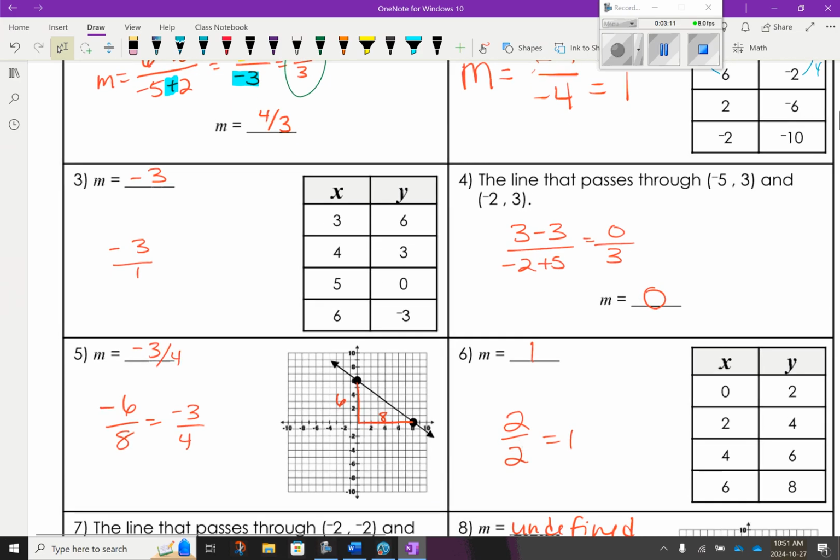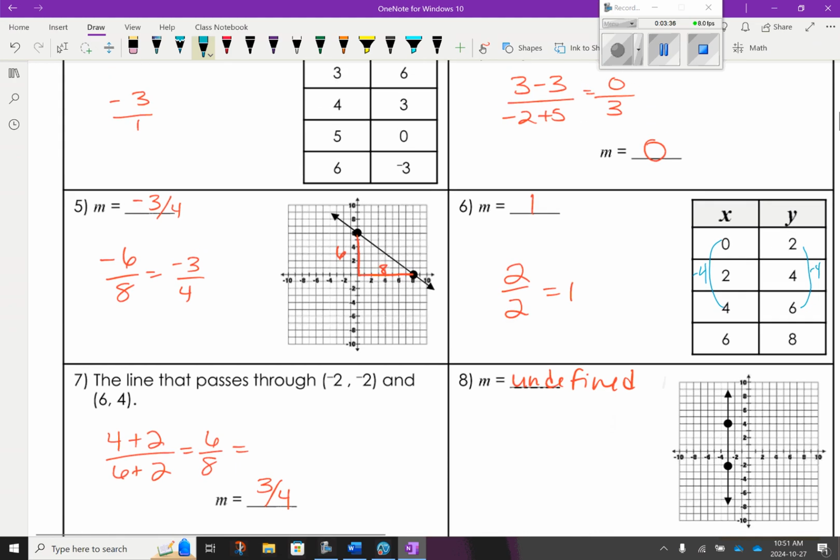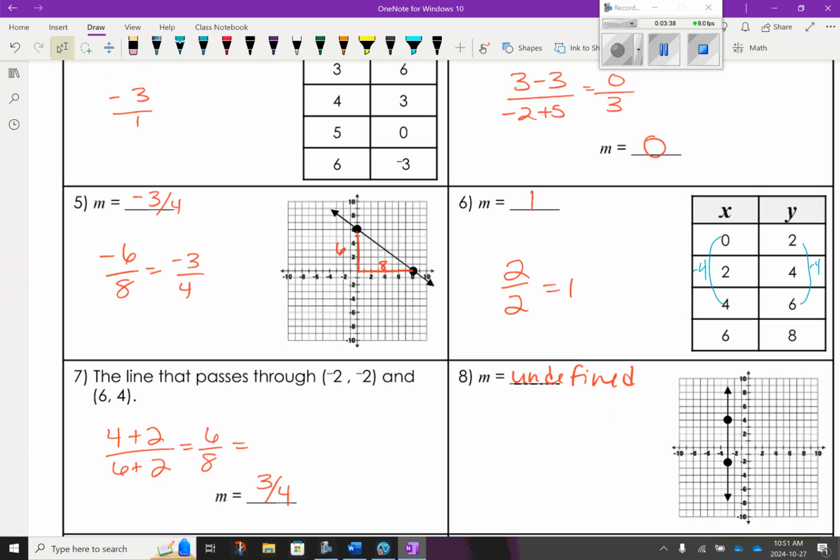Number 6, again, pick any pair of points that you want. Going from 6 to 2 is going up 4 spaces. I'm sorry, down 4 spaces. So that'll be negative. From 4 to 0, that's to the left 4 spaces. So that's, again, negative. -4 divided by -4 is 1. Number 7, the slope there, again, simplify it to +3/4.